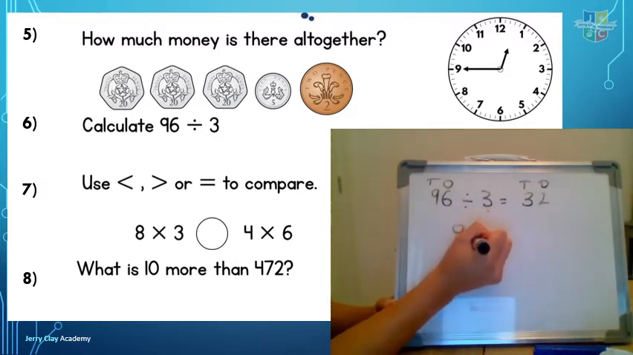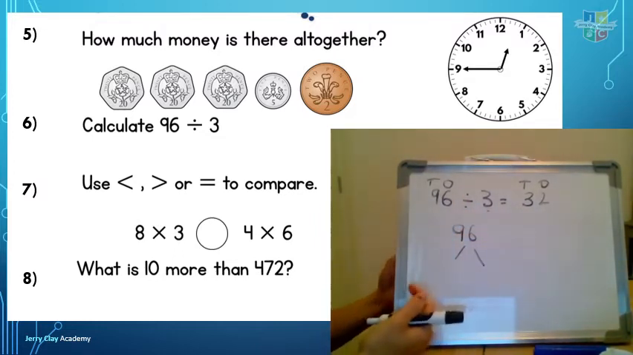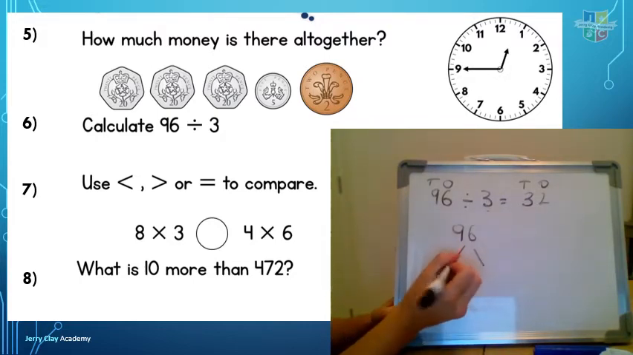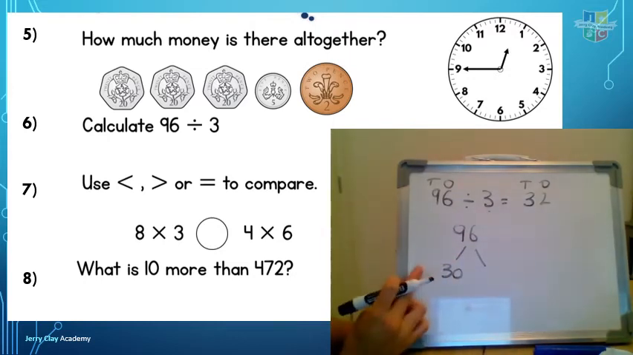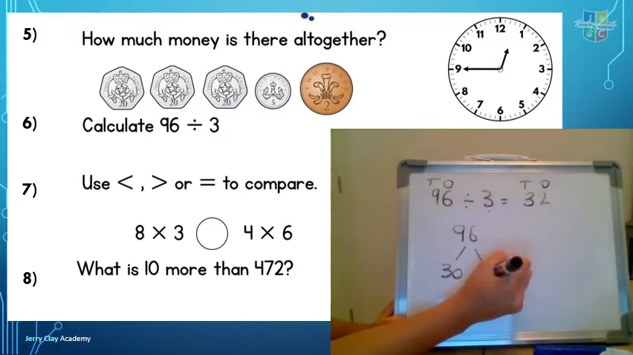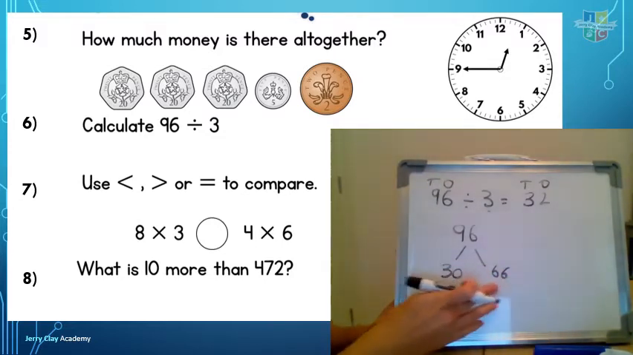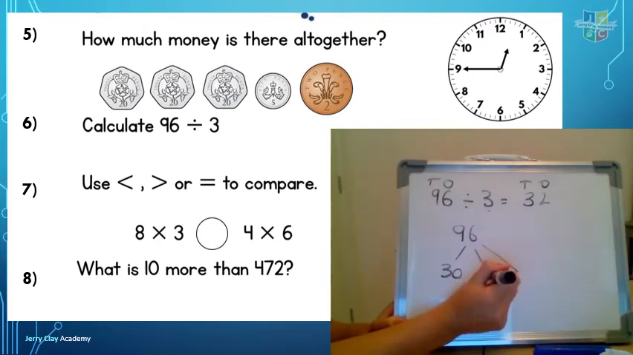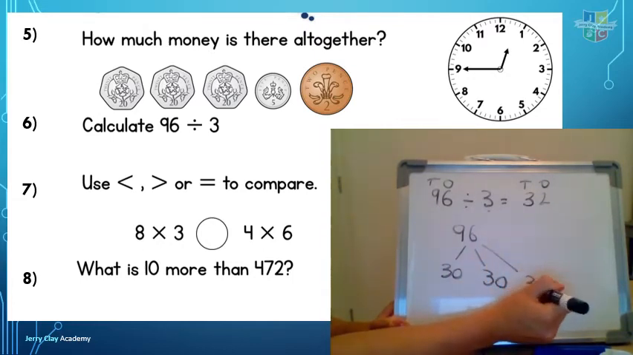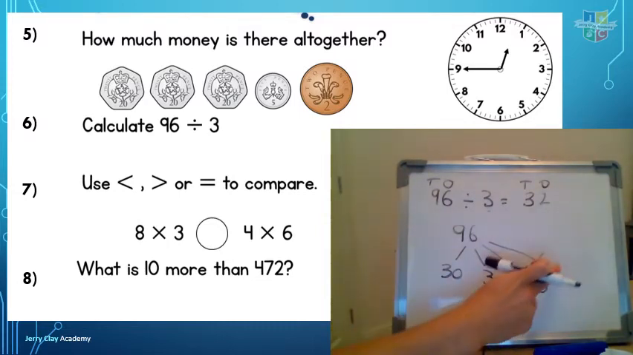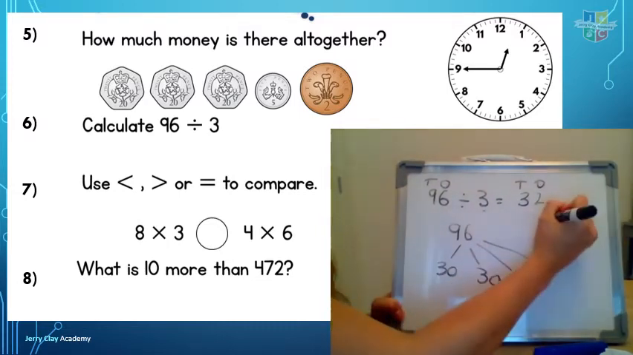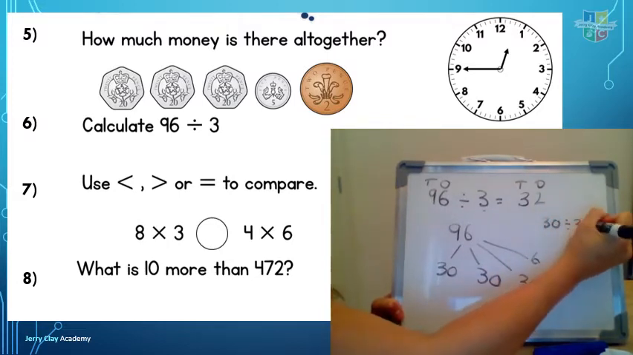Alternatively, you could have done 96 and you could have split it up. You could have done it into 90 and 6. You could have done it into 30s, and then you would have had 66 remaining. Or you could have even partitioned that 66 into another lot of 30. We could have done 3 lots of 30 and 6, because 30, 60, 90, 96. Now if you'd done it that way, you could have divided each of these by 3. So I'm just going to write these out.